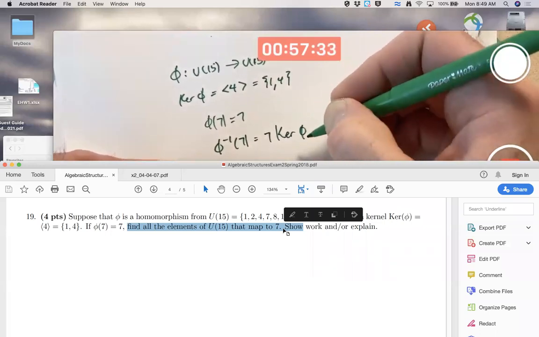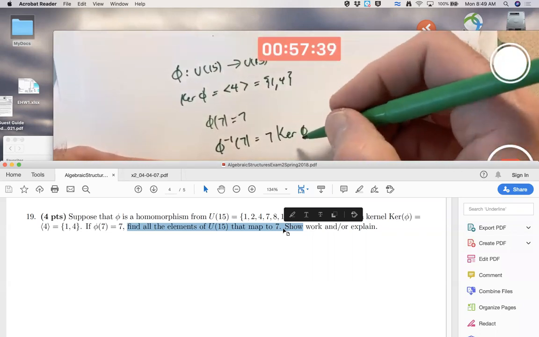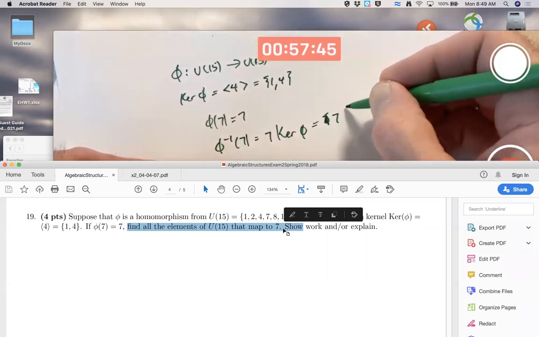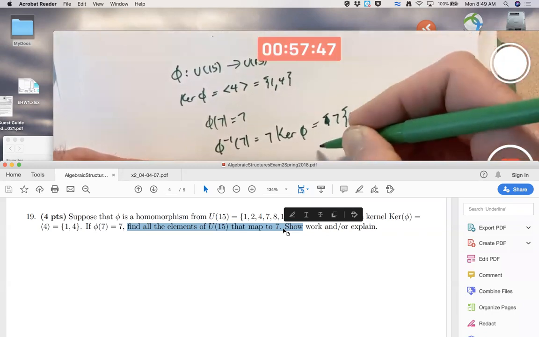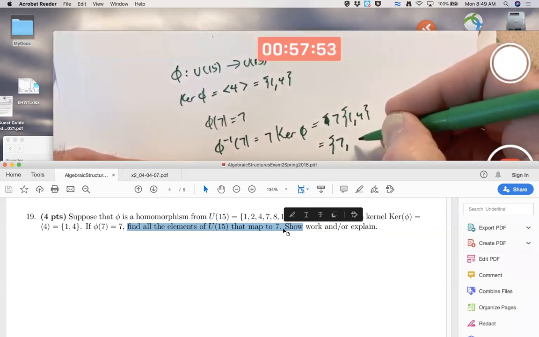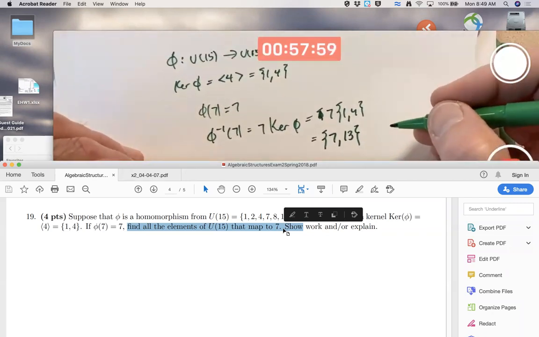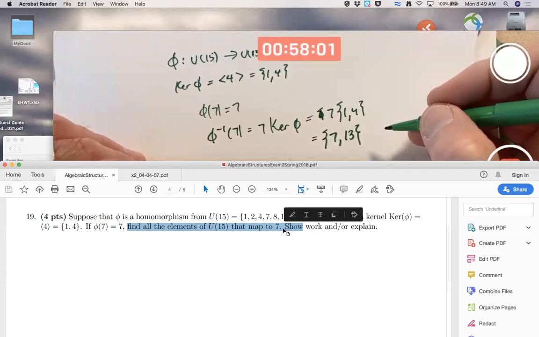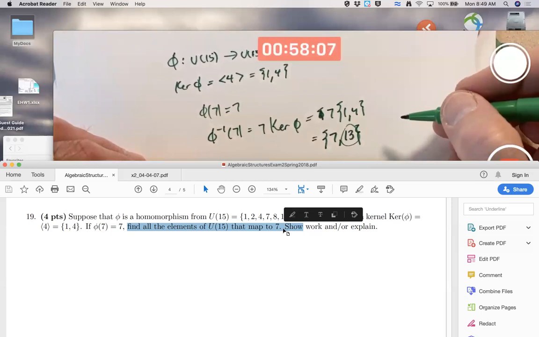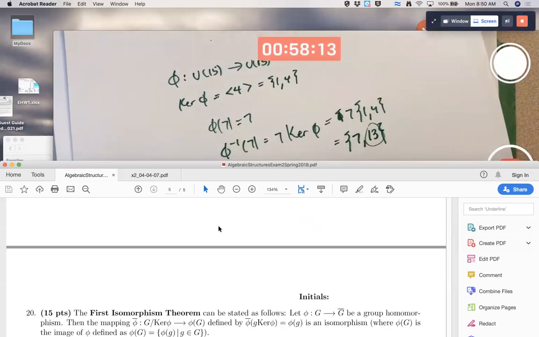Yep. Go ahead, Noah. Say it again. G times the kernel of phi. Yeah. 7 times the kernel of phi. That left coset. Since the kernel of phi consists of the elements 1 and 4, this would be 7, and 7 times 4 mod 15 would be 13. Right, 7 times 4 is 28. Mod by 15, you get 13. So 13 is the other element that gets mapped to 7. It must, because we're assuming phi is a homomorphism. So it's essentially just applying a known fact there.